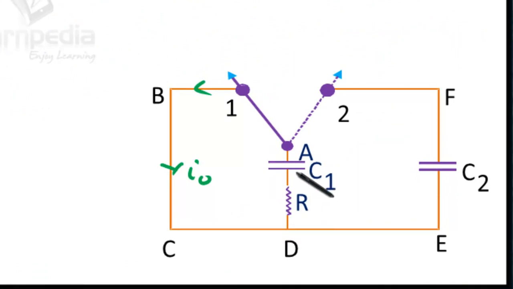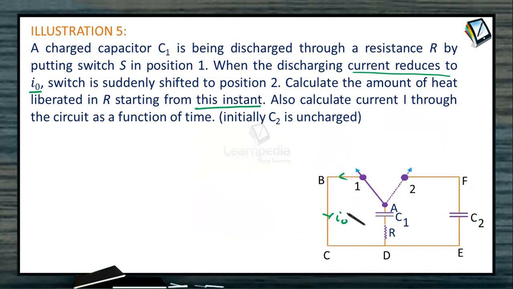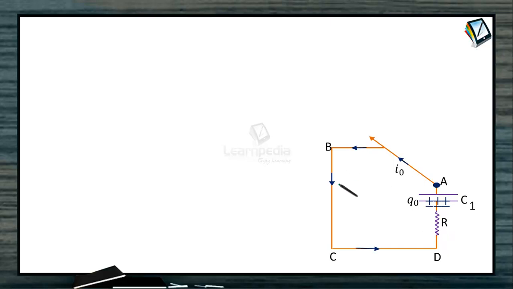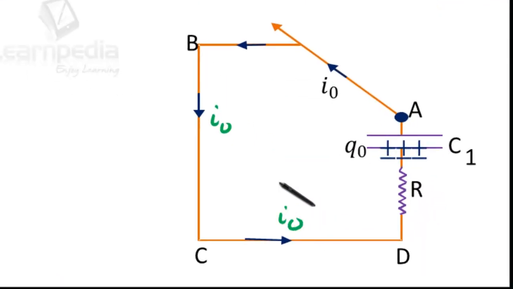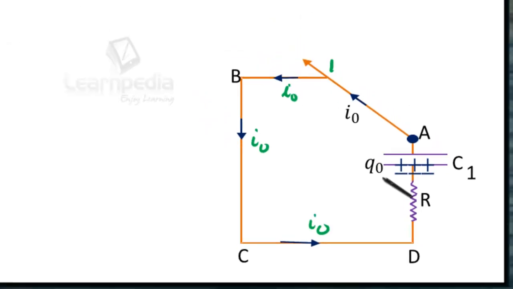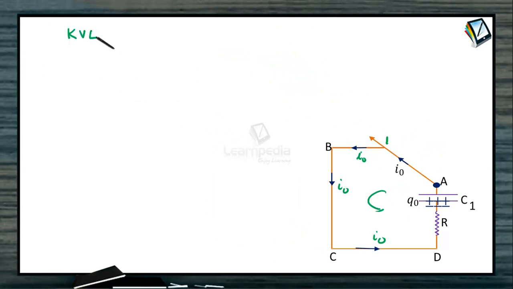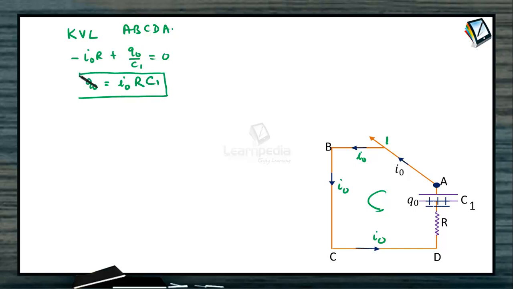At this instant we can use Kirchhoff's voltage law. Let us call the current flowing in the circuit I0. This is switch 1. This capacitor is fully charged. At this instant, the charge on the capacitor we can consider as Q0. So using Kirchhoff's voltage law in the loop A, B, C, D, back to A, what do we get? Minus I0 R plus Q0 by C1 should be equal to 0. So Q0 will be equal to I0 R C1. This is the charge at this instant on the plates of the capacitor.